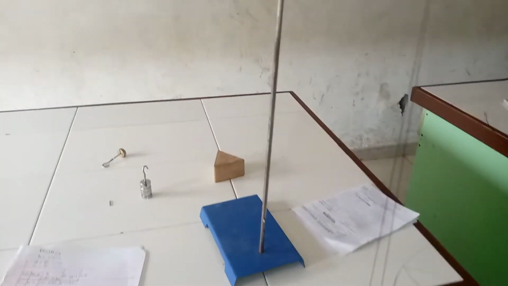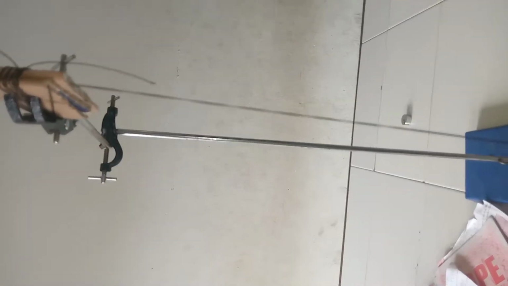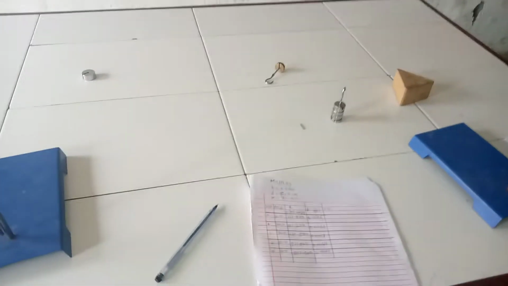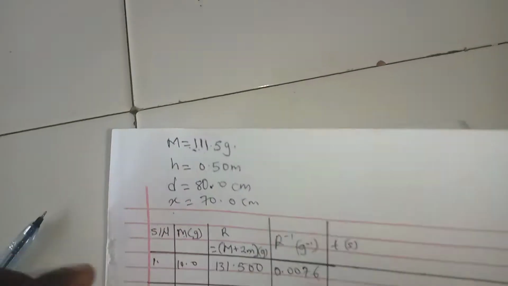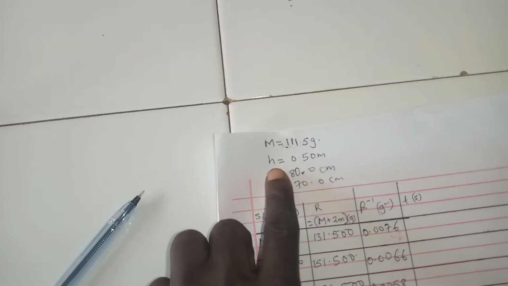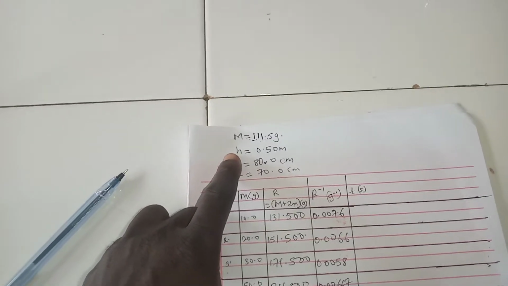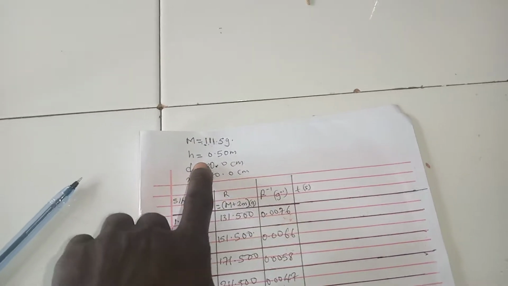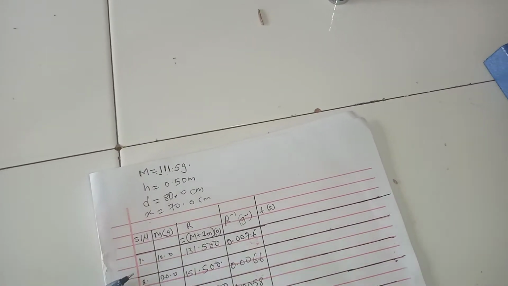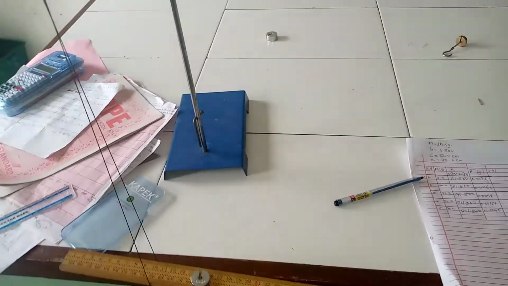The lengths of the strings are 50 cm each. So we ensure that the two strings are of the same length, 50 cm. We are going to record that in meters as 0.5 meters. I already have the record in here, which is represented by the letter H in this practical. In other practicals, it may be represented by the letter L. So that's 0.50 meters.